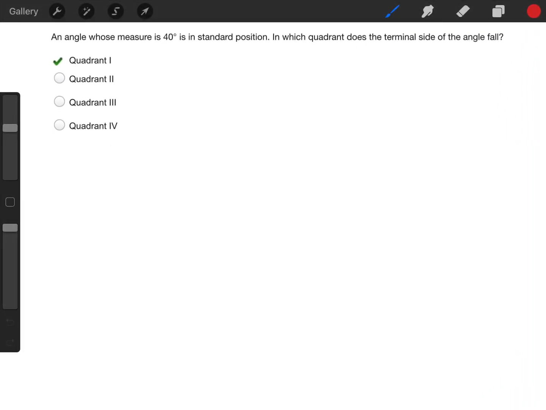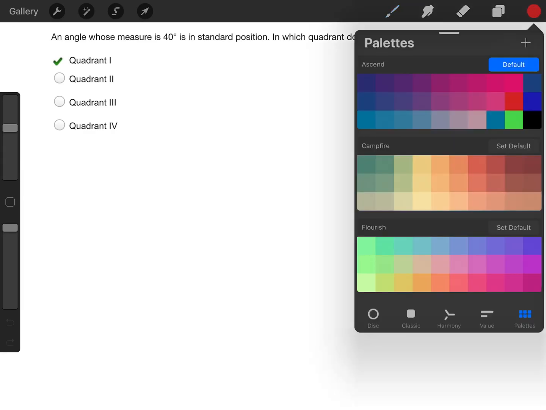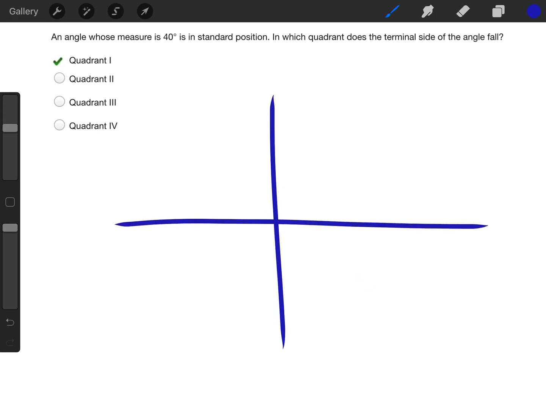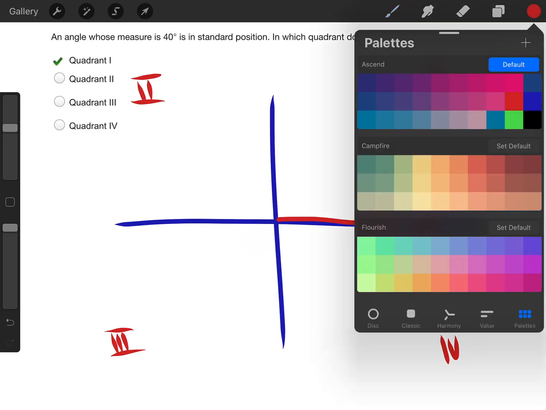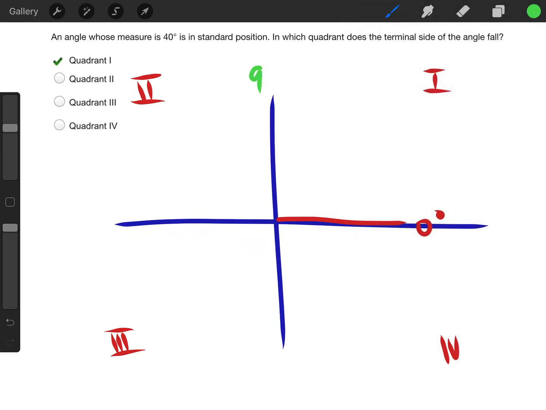Let's look at the next question. An angle whose measure is 40 degrees in standard position. So I start from 0 degree. This is quadrant 1, this is quadrant 2, this is quadrant 3, and this is quadrant 4. To get to quadrant 2, you have to at least go beyond 90 degrees. But this time we're talking about 40 degrees. So counterclockwise, 40 degrees, that's going to be in quadrant 1.